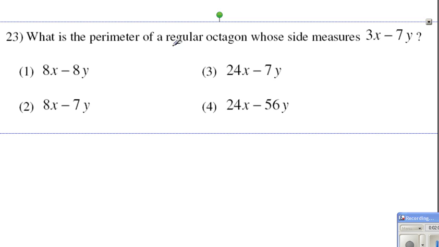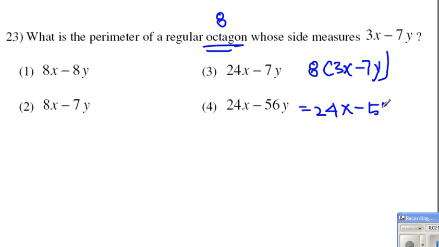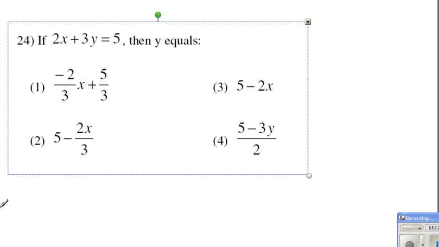Alright, what is the perimeter of the regular octagon? Octagon means 8 sides. So what we have to do is multiply 8 times 3x minus 7y. What is that equal to? We have 24x minus 56y. And we end up getting choice 4 as our answer.